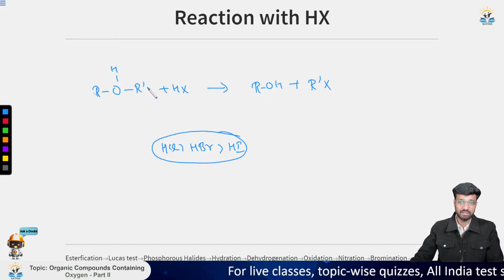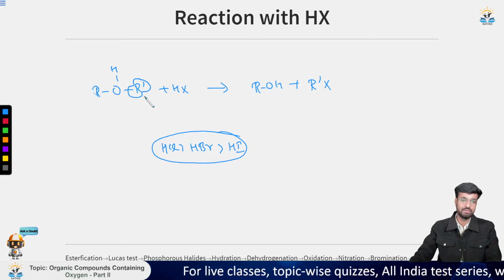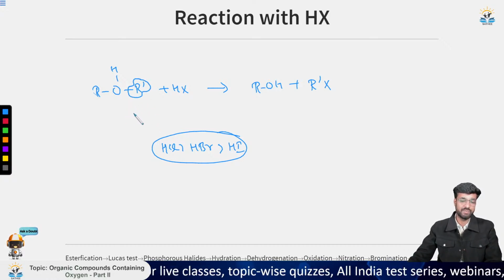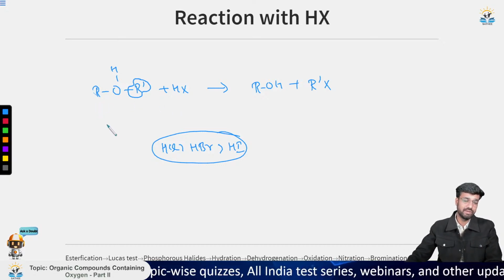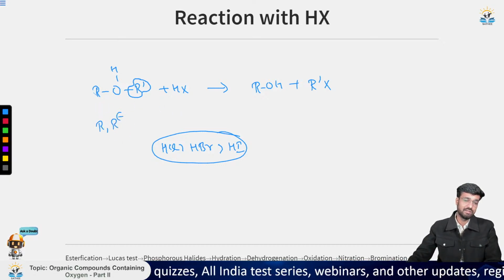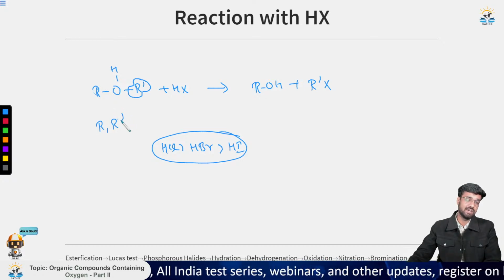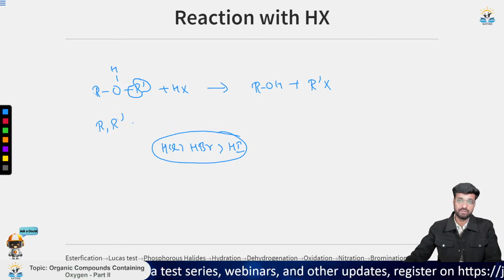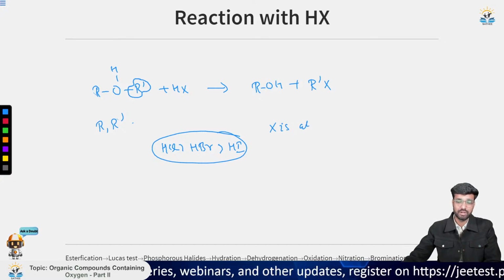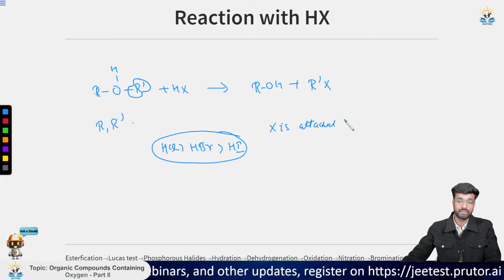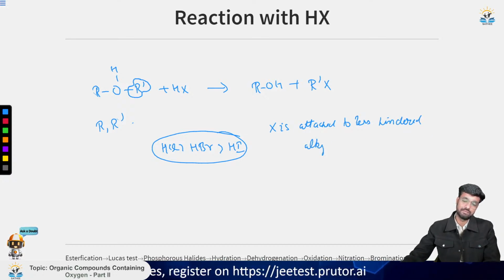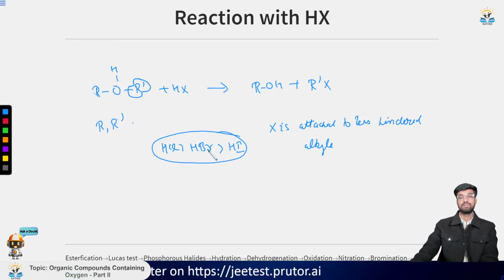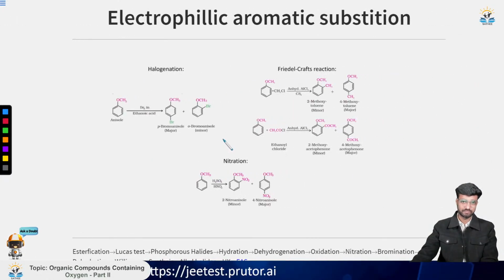Now in this reaction, the R dash X will be the one having the less hindered group. So in both of this R and R dash, the X will be attached to that alkyl group which is less hindered. So X is attached to the less hindered alkyl of either of these. So this is all about the reaction with HX.